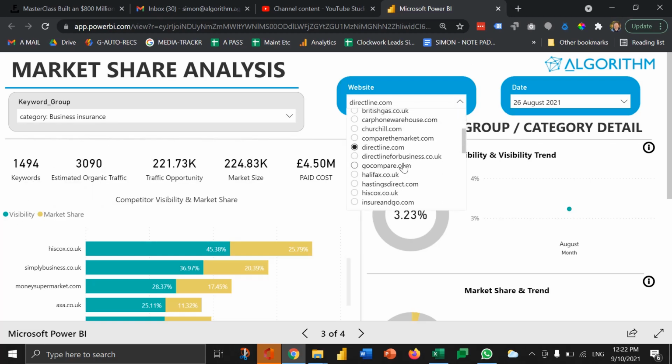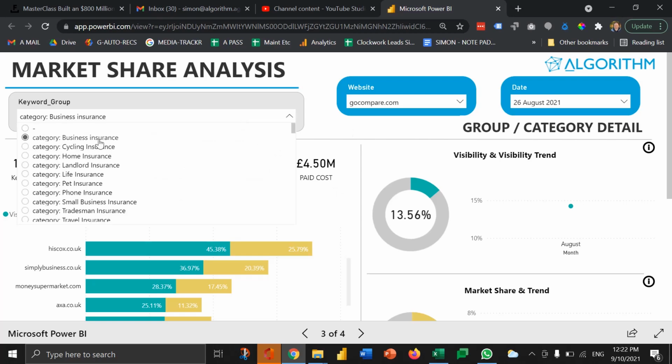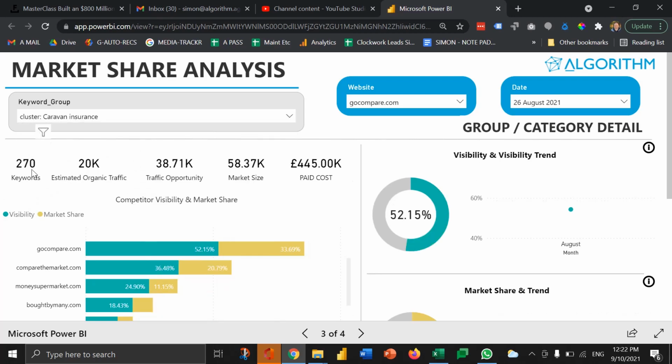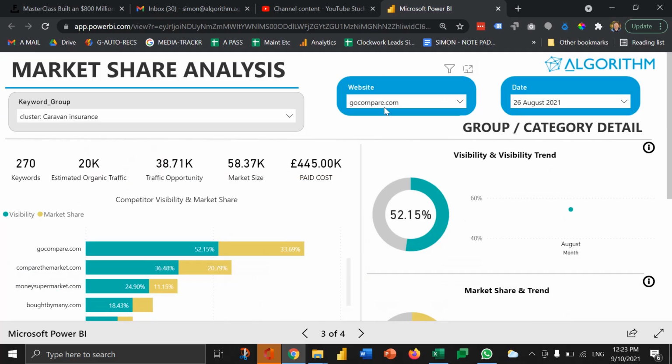So let's go to Go Compare. And then we can choose either a broad category. In this case, it's showing business insurance. Or we can go to something very, very specific like, I don't know, caravan insurance. You'll see here all the metrics then change to say, okay, we're now dealing with 270 keywords out of the full analysis, and we can see exactly what market share the brand is that we are pivoted to. So in this case, Go Compare. So you get the idea.